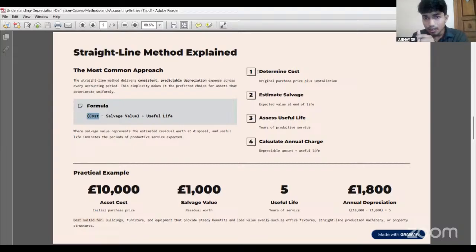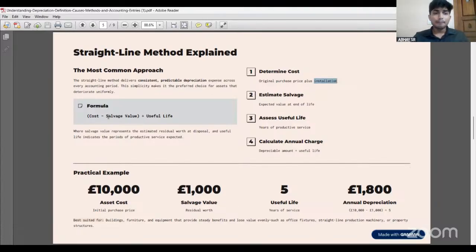The installation cost is important because if I wish to earn revenue through the machine, the machine shall be installed. So the prior installation cost shall be included. Maintenance cost is excluded; it's not included, but the installation cost is important. So you should keep in mind that if you are determining the cost of the machine, you should consider purchase price plus the installation cost.